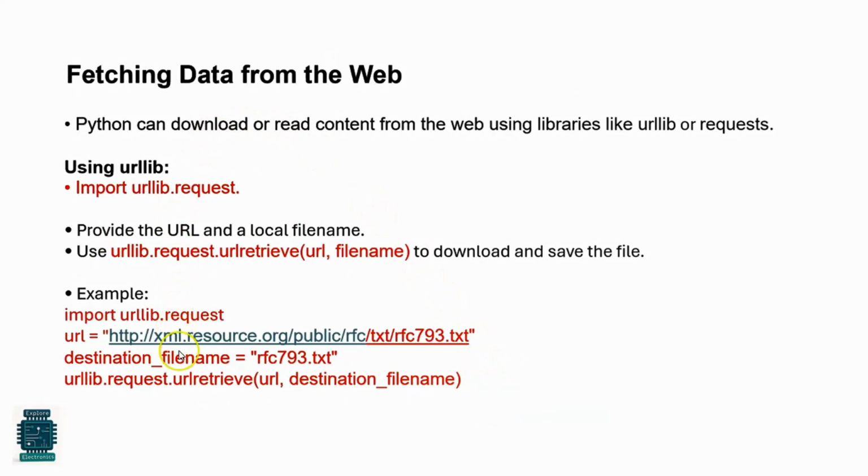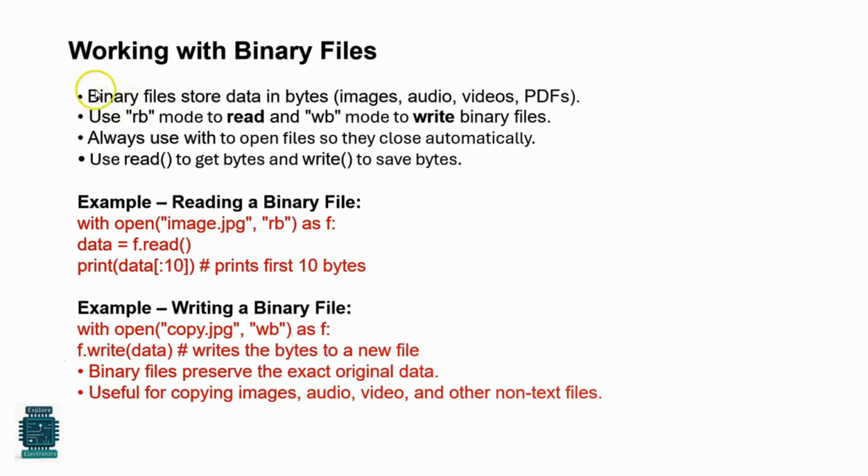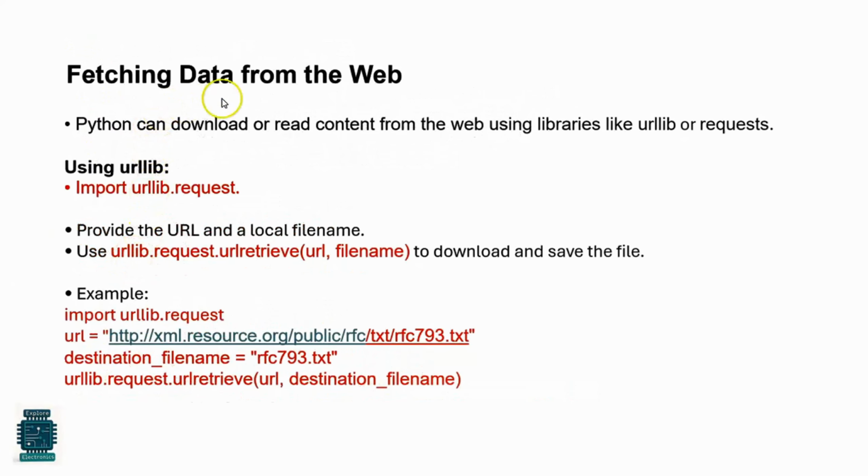And this is completely about the binary files. And the next topic is fetching the data from the web. How exactly do we fetch the data from the web? In Python, we can download or read the content from the web using libraries like urllib or requests.